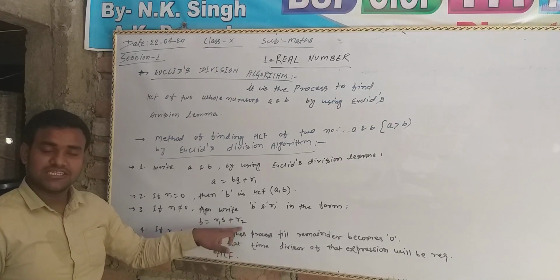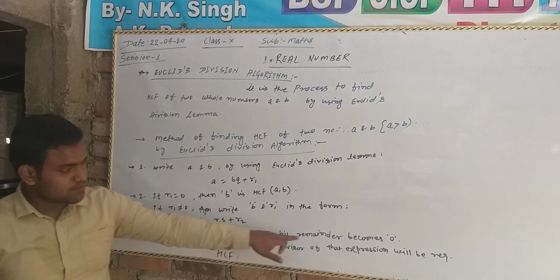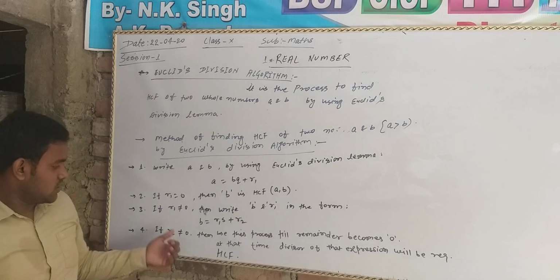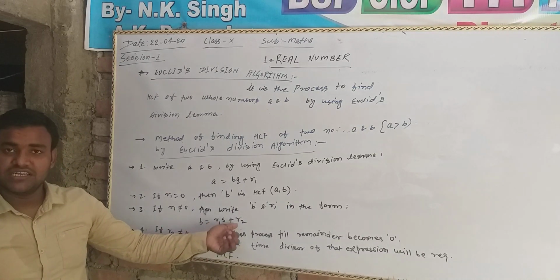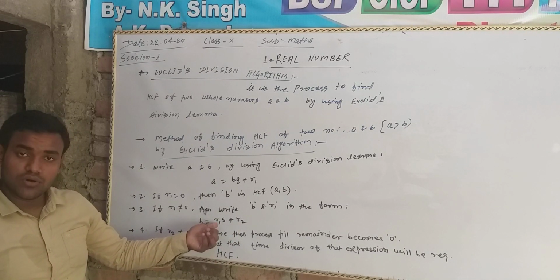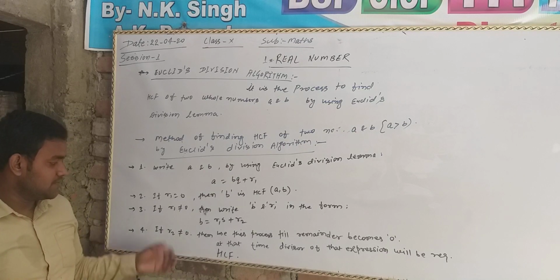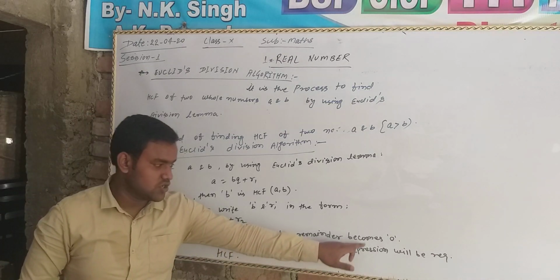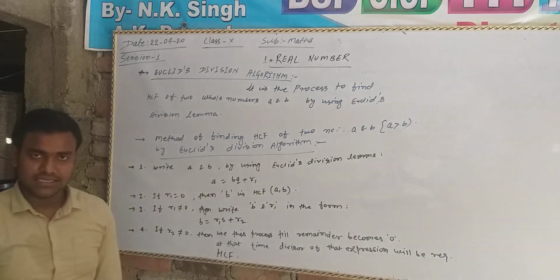लेकिन ये भी सवाल आता है कि जब रिमाइंडर तब भी 0 ना आए तब हमको यही प्रोसेस तब तक यूज करना है जब तक रिमाइंडर 0 ना आ जाए. ओके, सो जिस एक्सप्रेशन में रिमाइंडर 0 आएगा उसी एक्सप्रेशन का डिवीजर जो होगा वही उसका रिक्वायर्ड एचसीएफ होगा. यू ऑल नो दैट if r2 is equal to 0, then use this process till remainder becomes 0. At that time, divisor of that expression will be required HCF.